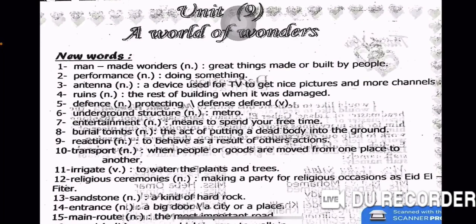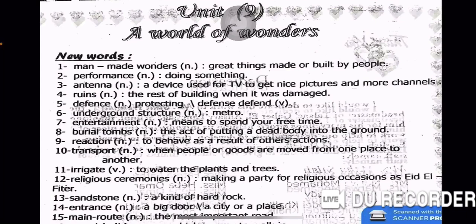Number 2. Performance, it means doing something. Number 3. Antenna, a device used for TV to get nice pictures and more channels. Number 4. Ruins, the rest of buildings when it was damaged. Number 5. Defense, protecting, or defend is the verb.